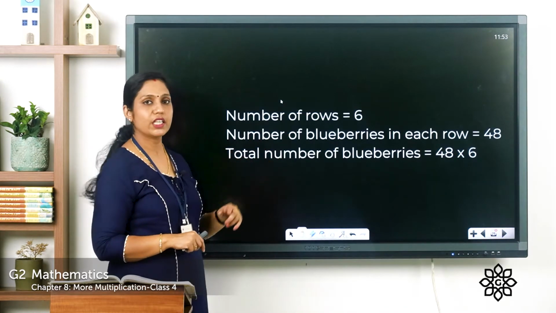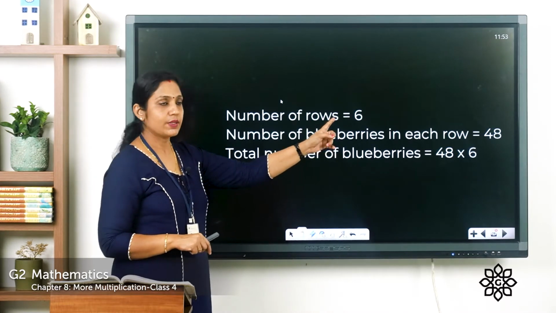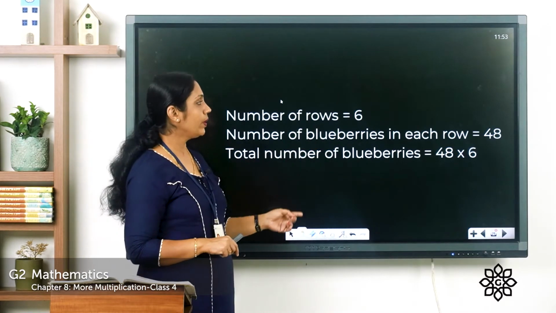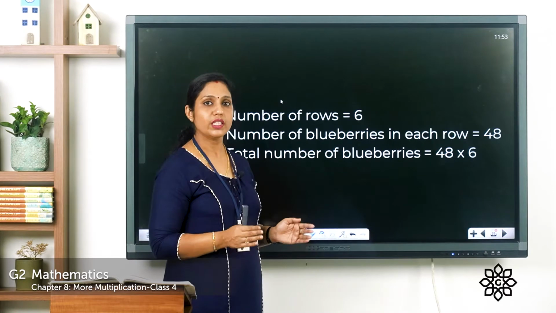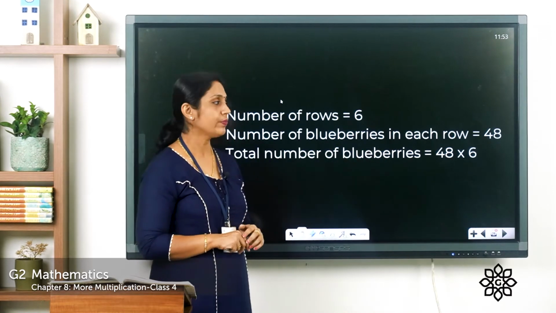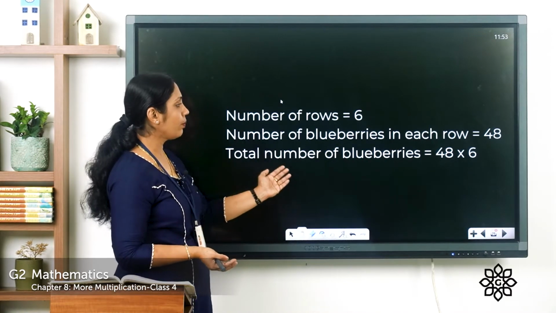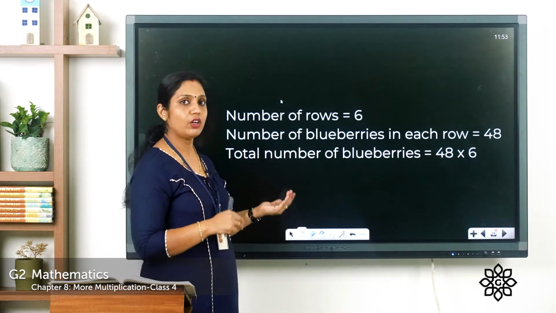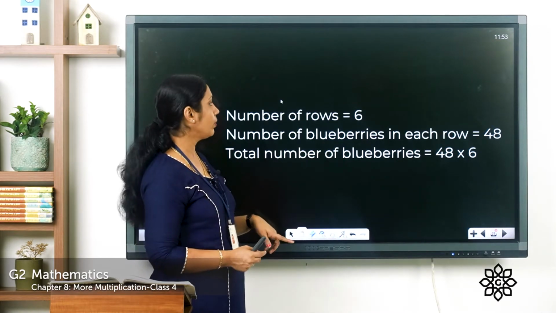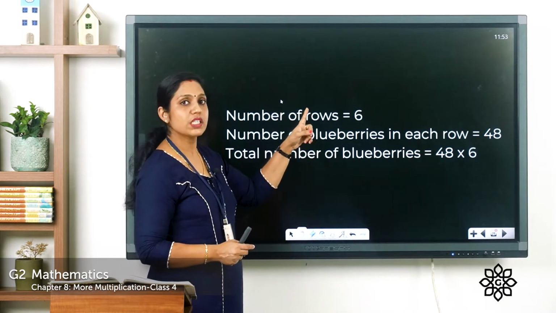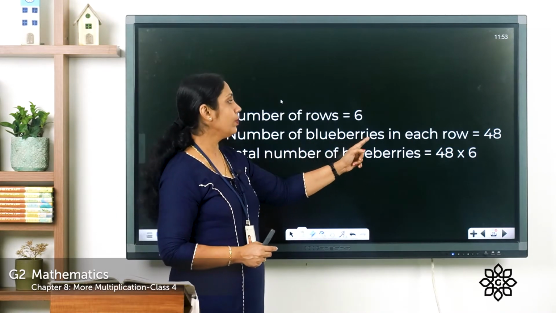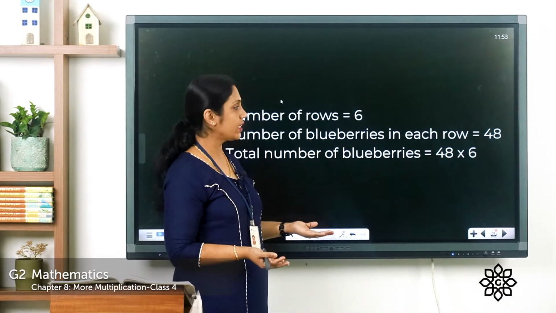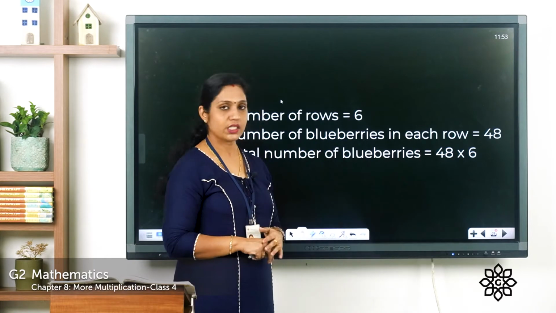Number of rows is equal to 6. Number of blueberries in each row is equal to 48. Now, we have to find out total number of blueberries. So, for finding out the total number of blueberries, we have to multiply number of rows into number of blueberries in each row. So that is 48 into 6.